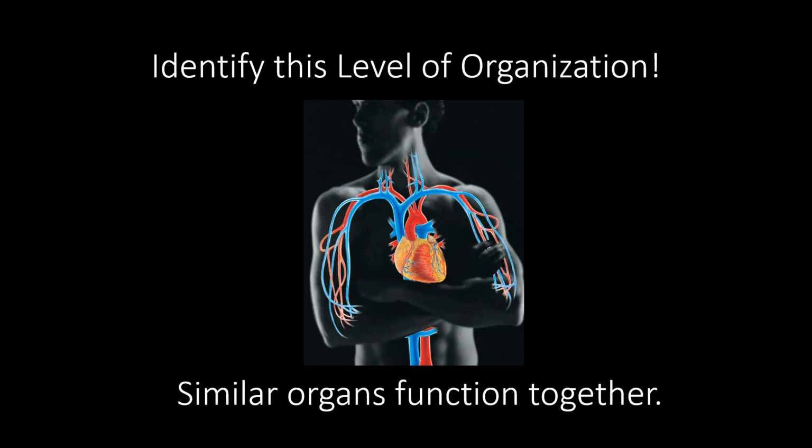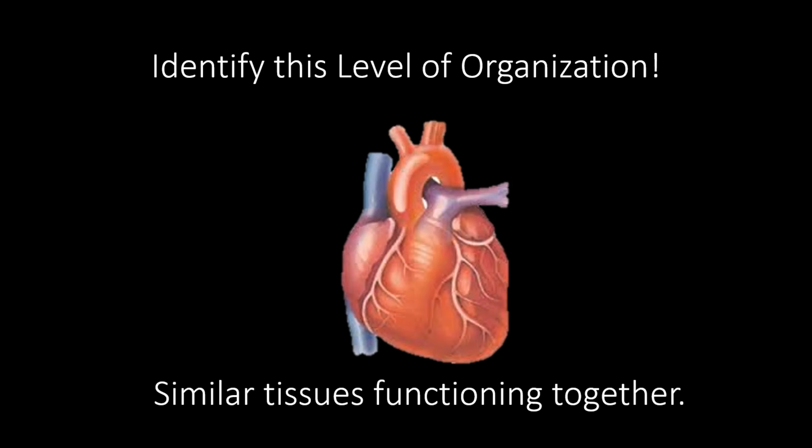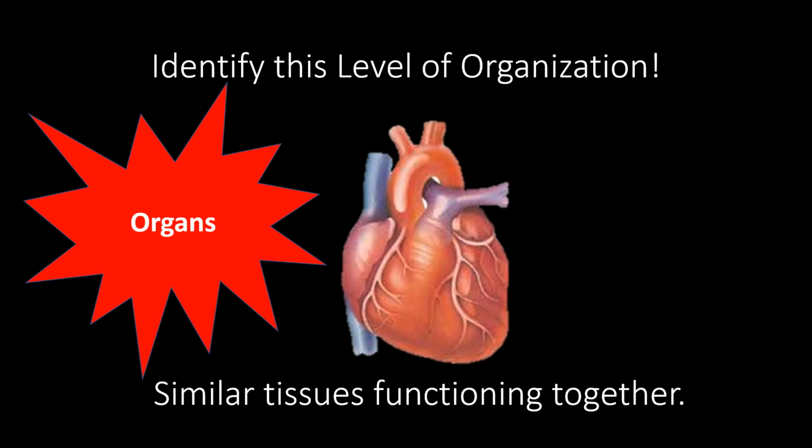Similar organs functioning together. So for example, this heart is going to have to work with these veins and these arteries. So similar organs, that would be organ systems. And similar tissues functioning together. So if I get multiple tissues, that would give me organs.